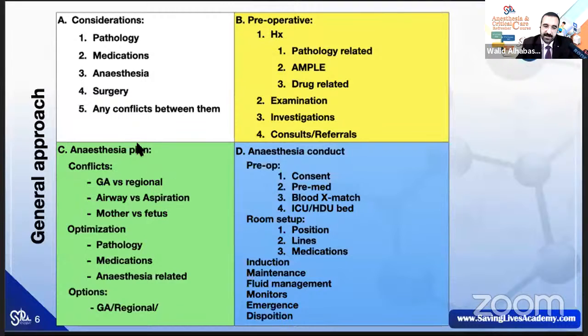Then the anesthesia plan. Now, I am planning this anesthesia plan in the pre-op assessment clinic, so this is not what I'm conducting. I'm still planning here. So am I going to put this patient under general anesthesia or regional anesthesia? Is it possible to do the regional if it is the best? Airway versus aspiration, mother versus fetus, if any conflict like that in general.